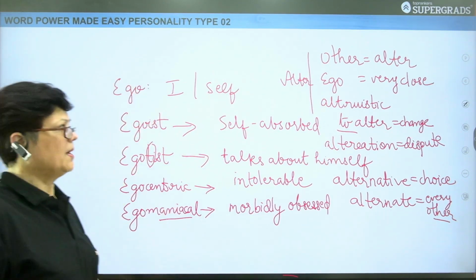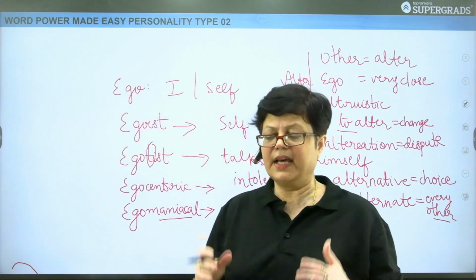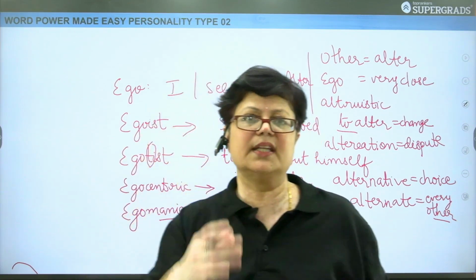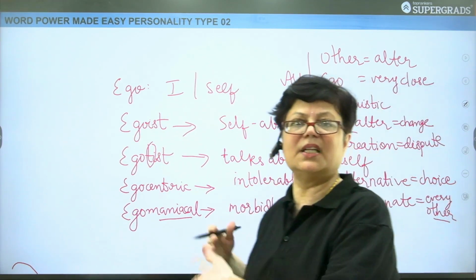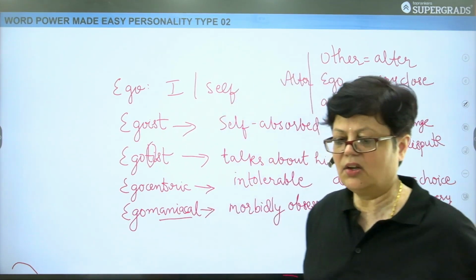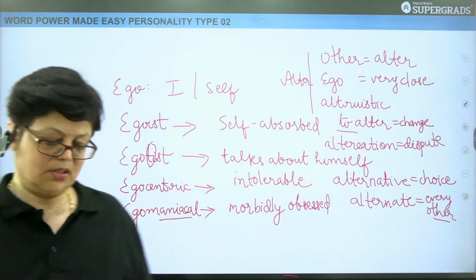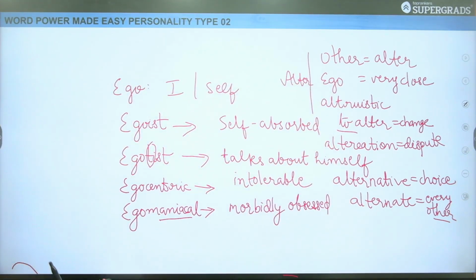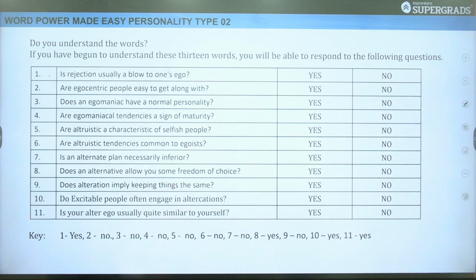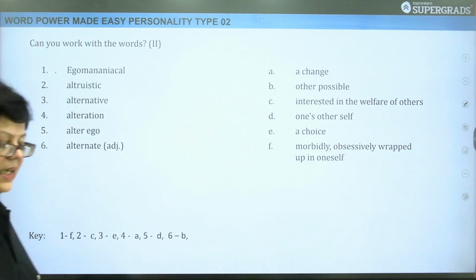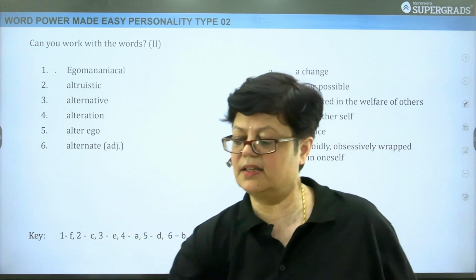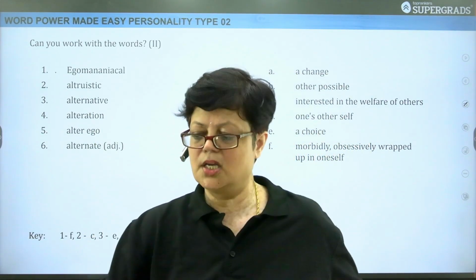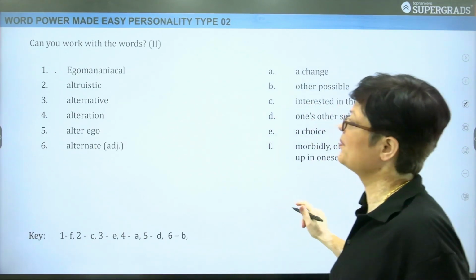So if you sum up all these words, you get a fairly good idea of the words which have in them ego and which have in them alter. So in this way, you proceed with these personality types. Now let us see if we can do some exercises on the basis of whatever we have learned. Let us see if we can match these words. These exercises have all been taken from this amazing book, Word Power Made Easy. And let us solve these exercises now.